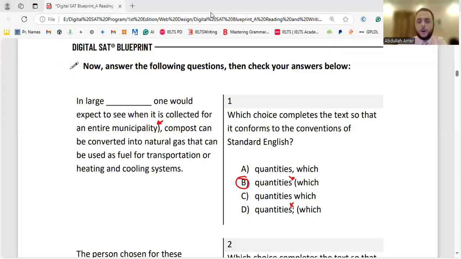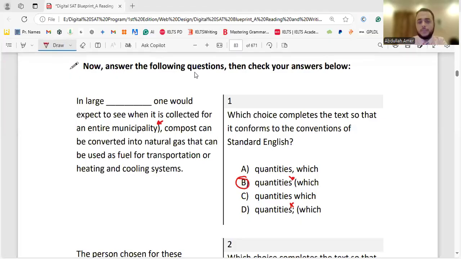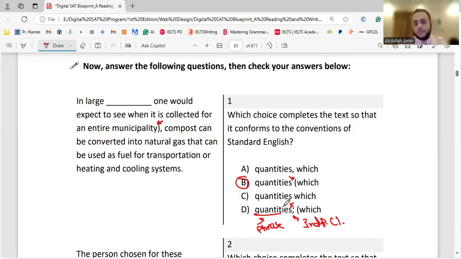Exactly. The first part is not independent. A large quantities is a phrase. And we use this only in the case of an independent clause. So the first part is a phrase. It's not even a clause. Thank you. Number 2.